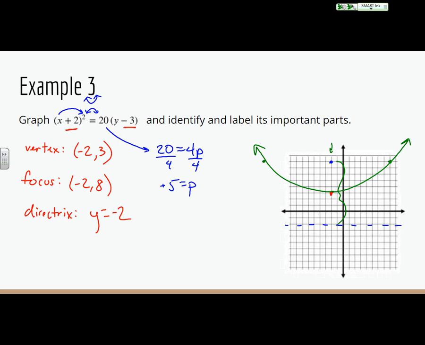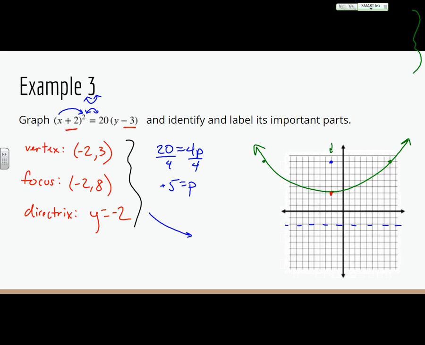It needs to be full credit, okay? You don't have to draw, I don't have to have this guy in there. But I want to see your parabola, I want to see your vertex, focus, directrix, and everything listed out over here.